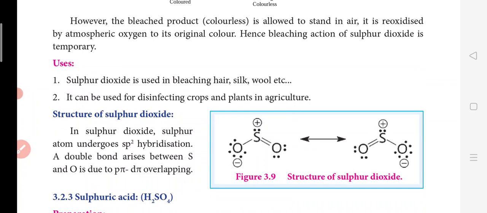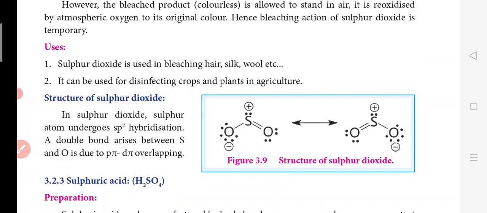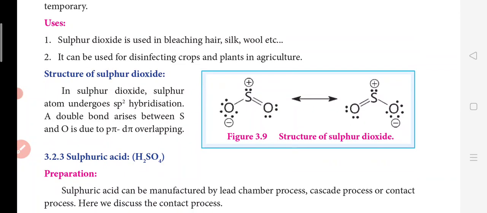And finally, moving on to the structure of sulfur dioxide. In sulfur dioxide, the sulfur atom undergoes sp2 hybridization. So the hybridization of sulfur is sp2. Two sigma bonds are here and one lone pair of electrons on sulfur. So if you consider 3 pairs of electrons, it means sp2 hybridized. A double bond arises between sulfur and oxygen due to p pi d pi overlapping. There's a double bond. So that is the structure. Again, this will be asked for 2 marks.